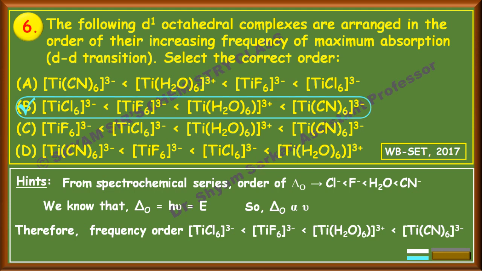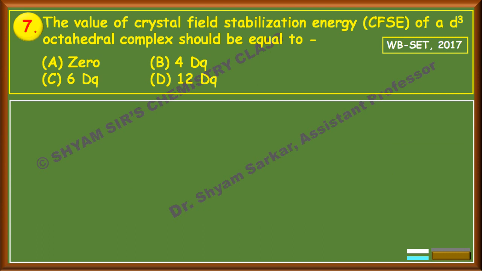Okay. Next question: the value of crystal field stabilization energy of a d3 octahedral complex should be equal to which of the four options given: 0 Dq, 4 Dq, 6 Dq and 12 Dq. This is a very simple question. You can easily calculate CFSE for a d3 octahedral metal ion.